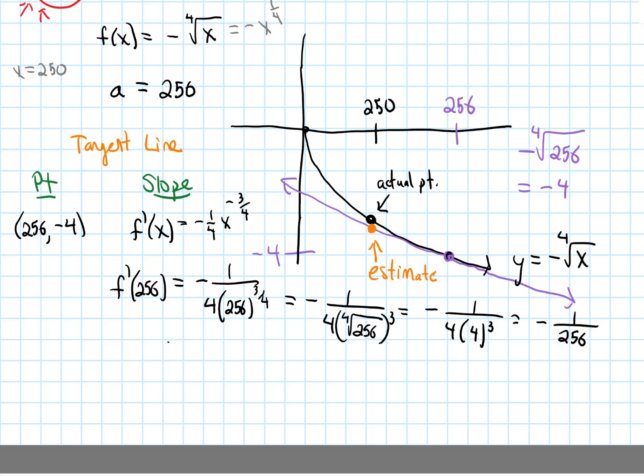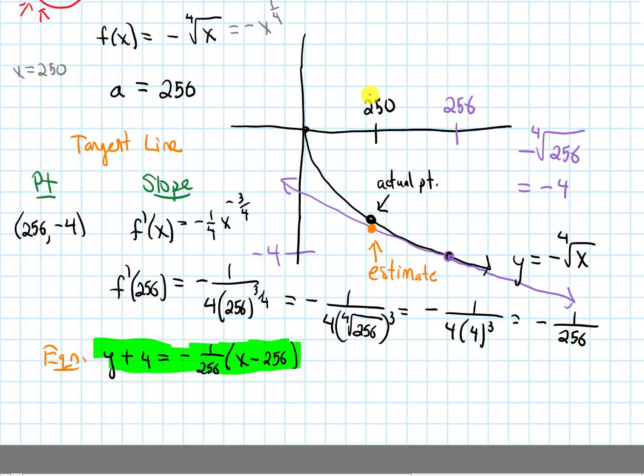We are now ready for the equation of the tangent line. The equation is going to be y minus the y-coordinate of our point, which is negative 4. So y minus negative 4, a double negative gives me a positive. We'll get y plus 4 equals m, my slope, negative 1 over 256, times x minus the x-coordinate, 256. That is the equation of the tangent line. Let me highlight this so it stands out a little bit more.